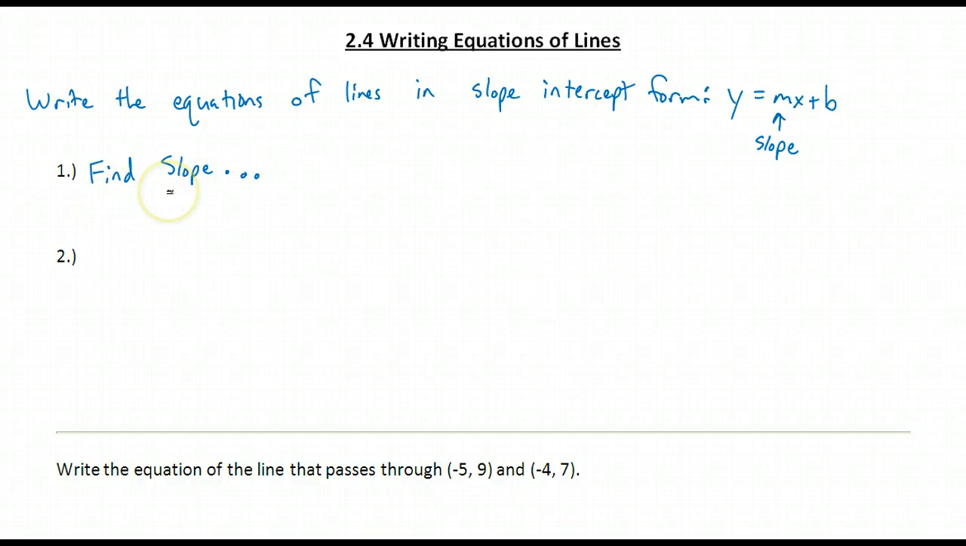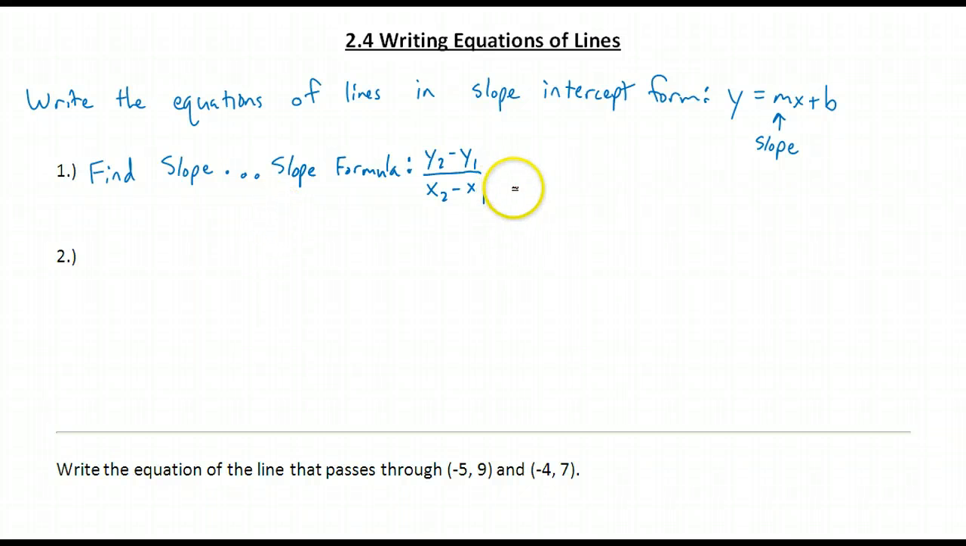Now to find the slope, we have different ways that we can problem solve. If we're given 2 points, we can use the slope formula, which is y2 minus y1 over x2 minus x1. If we have parallel lines, our slopes are going to be equal.